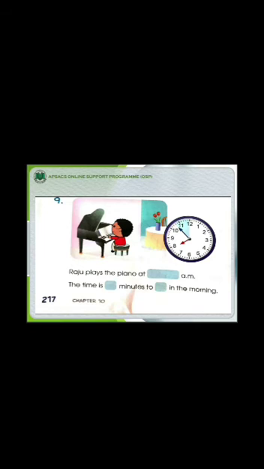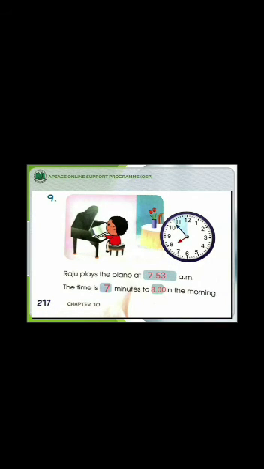Look at this picture. Raju plays the piano at dash a.m. Dear students, try to read the time. Here the time is 7:53 a.m. Raju plays the piano at 7:53 a.m. The time is 7 minutes to 8 in the morning. Students, you will practice the terms past and to at home.